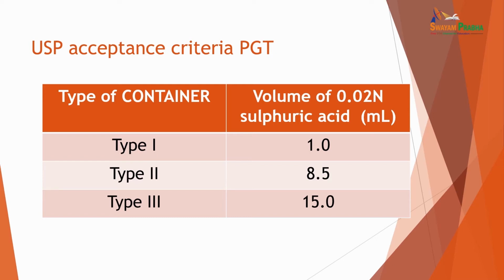As we know, borosilicate glasses are free from leaching properties. So that's why type 3 will always have the higher volume, consuming the higher volume of sulfuric acid due to higher leaching. Okay, this is the simplest common thing you must keep in mind, that type 1 will always have the lower volume of sulfuric acid or hydrochloric acid consumption in hydrolytic resistance or the powder glass test.